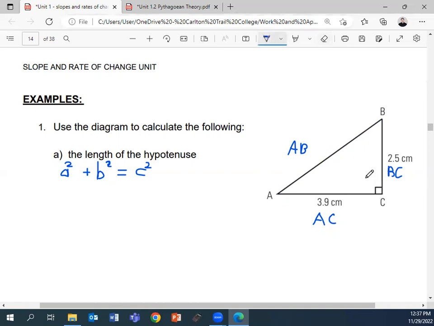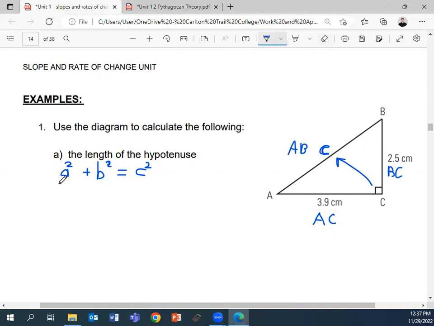AB, right? Because it's opposite of our right angle. So I know that this is, I'm calling this C. The reason I'm calling it C is because it's the hypotenuse, right? Cool. So I've identified that. So write my formula in, identify what the hypotenuse is. Now let's start filling it in.